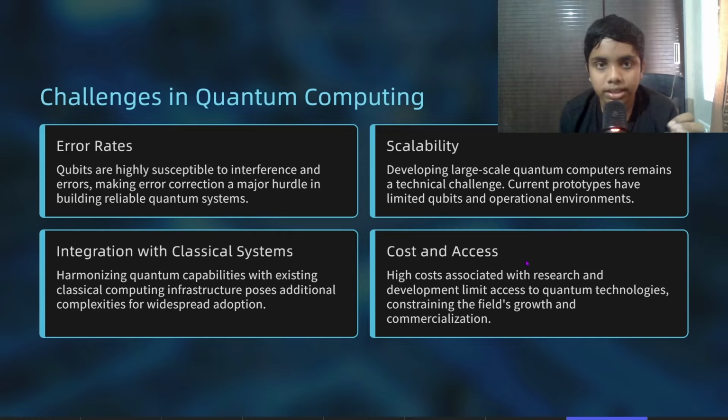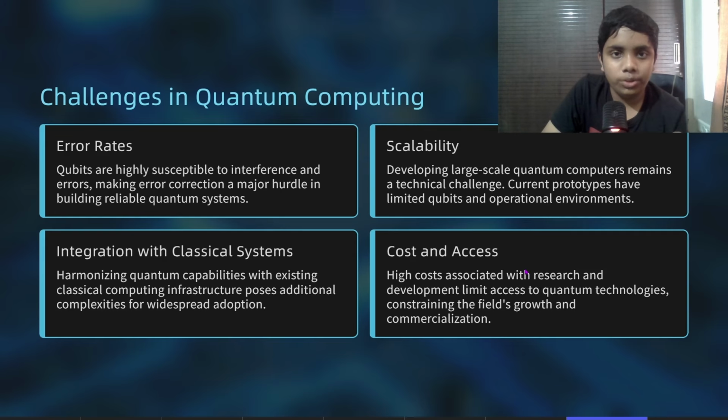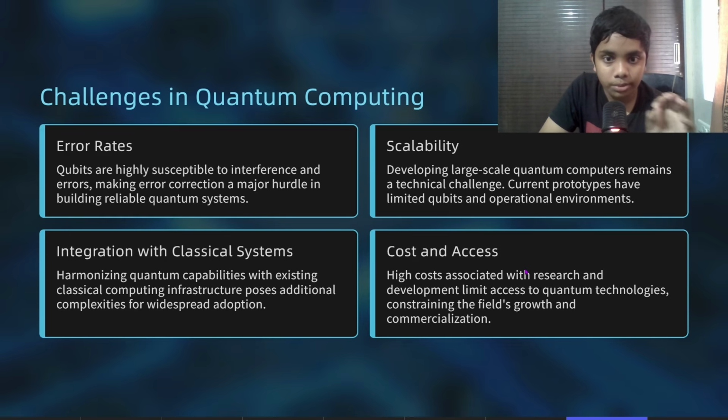Cost and access. Quantum computers are very expensive to make and maintain. They need special lab conditions. They need special cooling to function properly. So yeah, it's very expensive. That's why only some scientists and companies have access to them. So there are quite some challenges in quantum computing, but in the future I'm sure we can overcome these challenges.